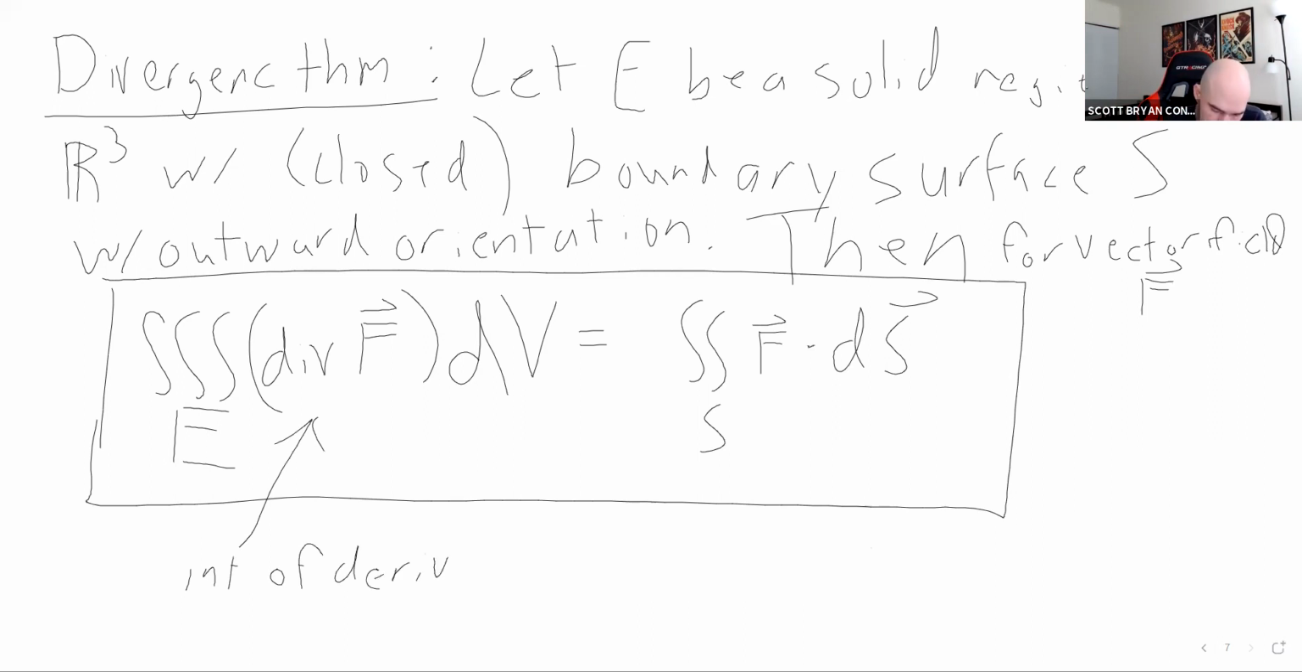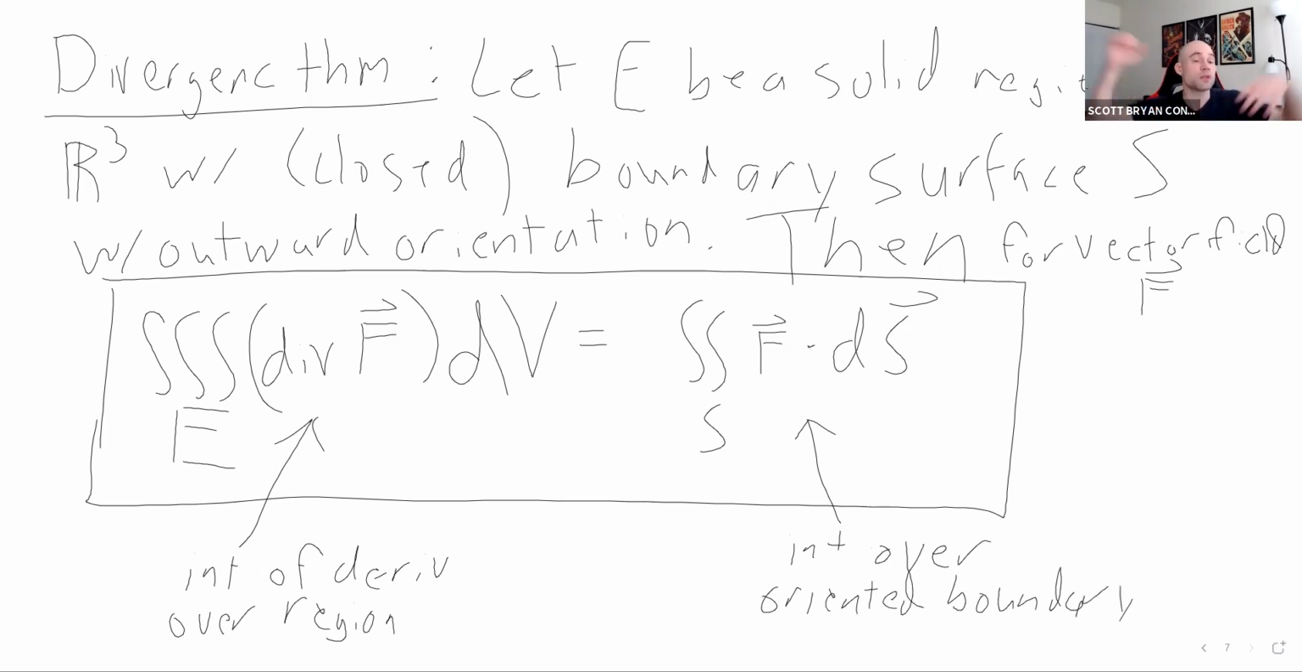So we have the integral of the derivative over some region is equal to the integral of the function, not the derivative, over the oriented boundary. The boundary being just the outer surface given the outward orientation.